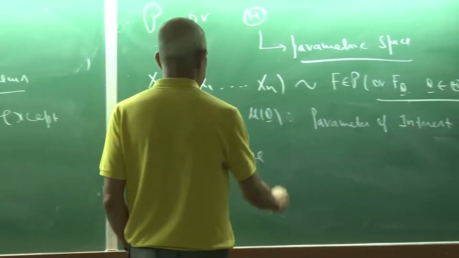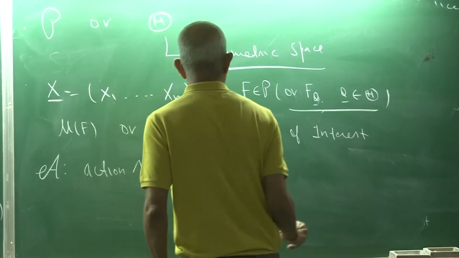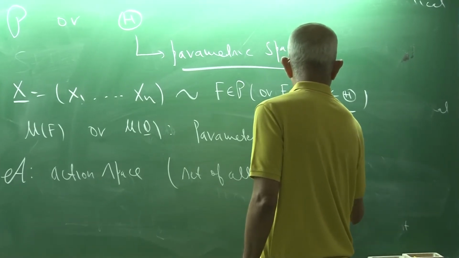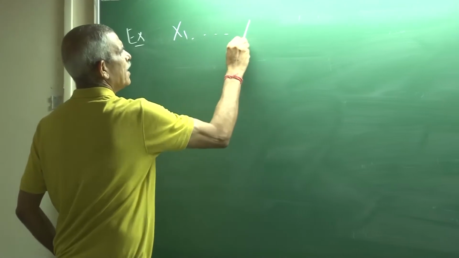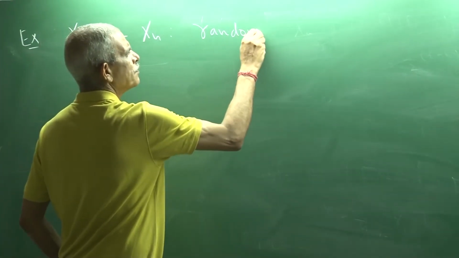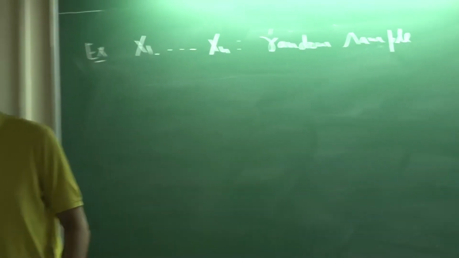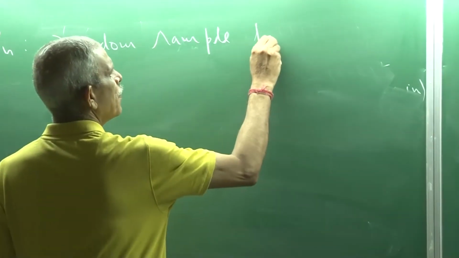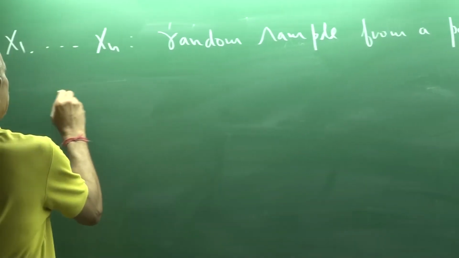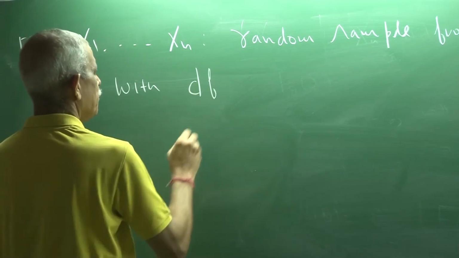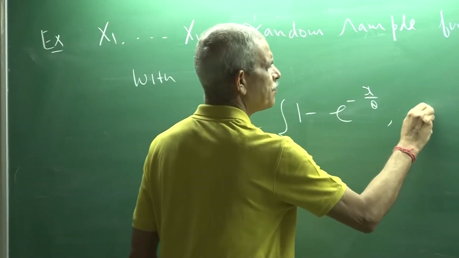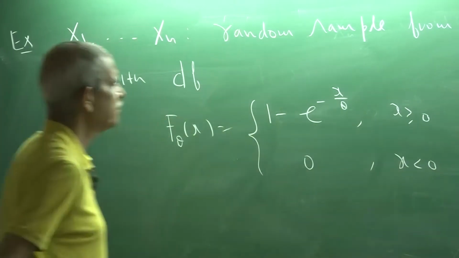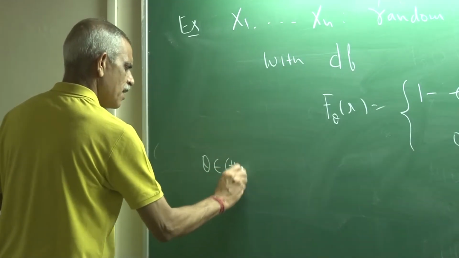Which is nothing but the set of all possible actions. So to see an example of action space, let us consider x1, x2, xn a random sample from a population with distribution function, let us say F theta of x, which is 1 minus e to the power minus x by theta, 0 if x is less than 0, where this theta is unknown to us.